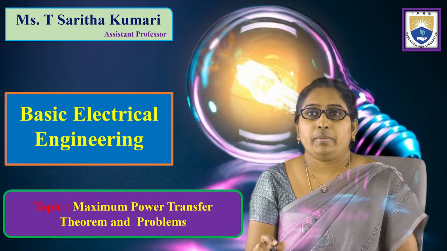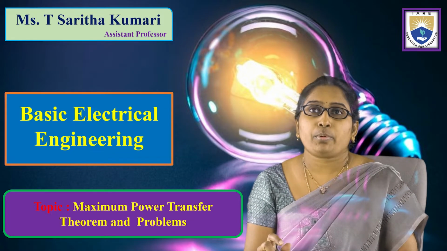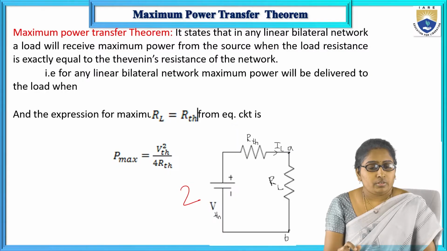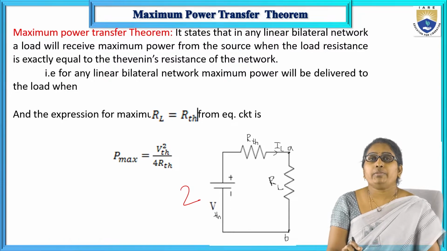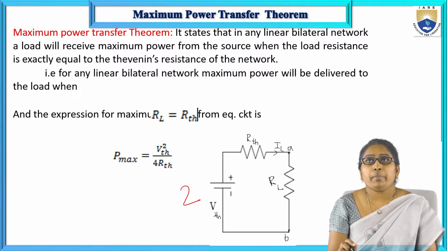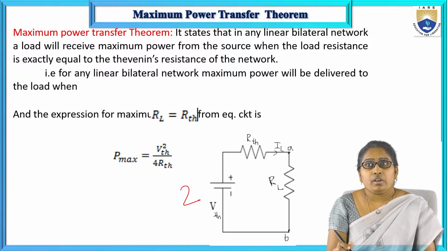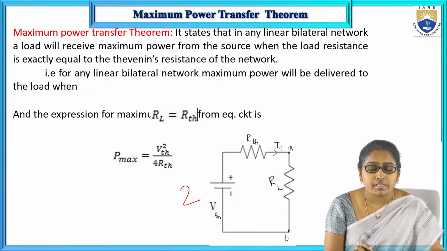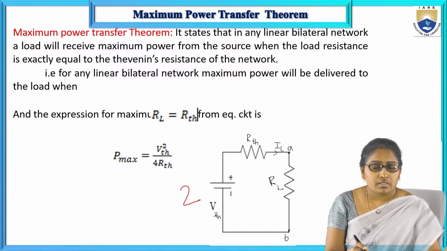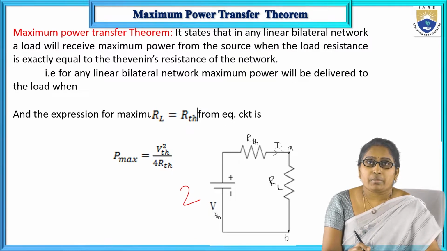The topic is the maximum power transfer theorem and problems based on that statement. What is this maximum power transfer theorem? It states that in any linear bilateral network, a load will receive maximum power from the source when the load resistance is exactly equal to Thevenin's resistance of the circuit. Statement, once again I am repeating.